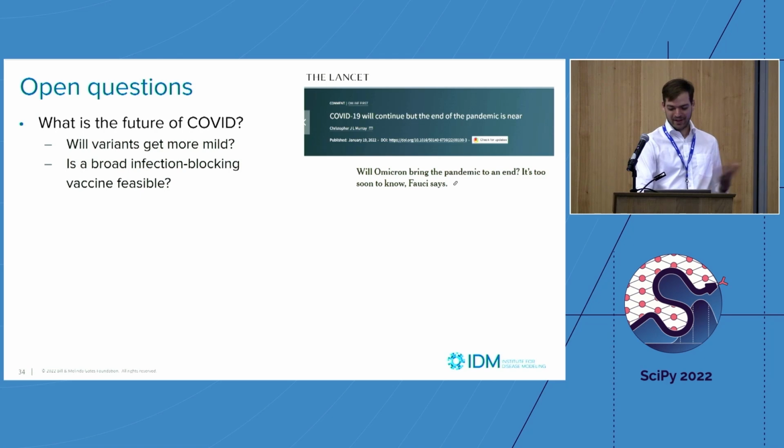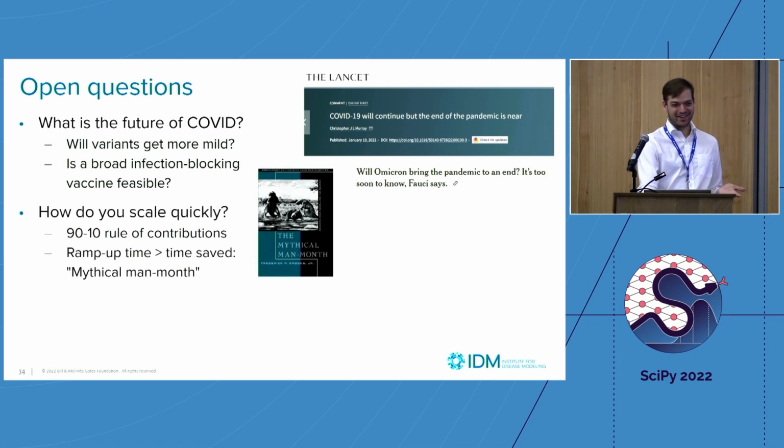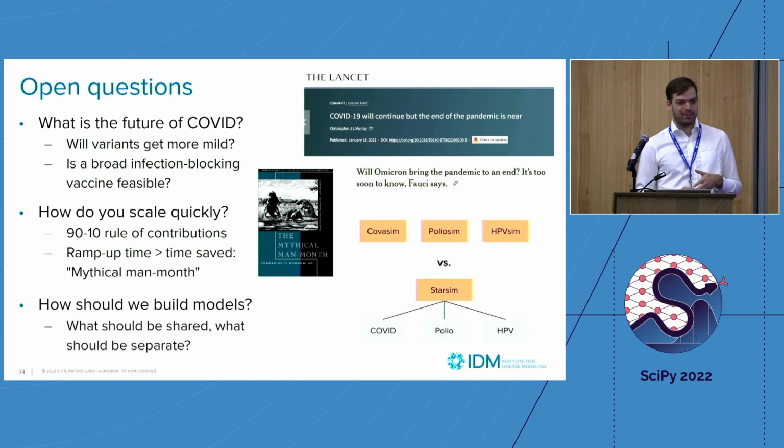I'll just leave this up. What's the future of COVID? I don't know. Don't ask. How do you scale quickly? We found that a small group of contributors did a majority of the work. And how should we build models? We have this big debate at the moment of whether we should keep each of our disease models as a separate code base, or should we have a shared code base and have a hub and spokes model for that? So if you have any answers for me, let me know.